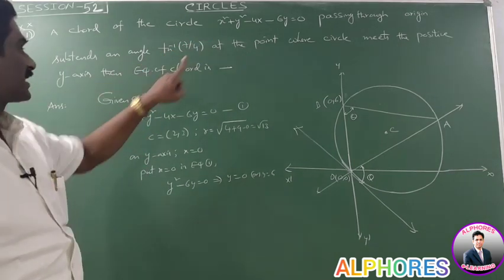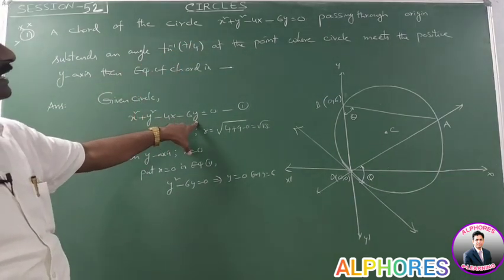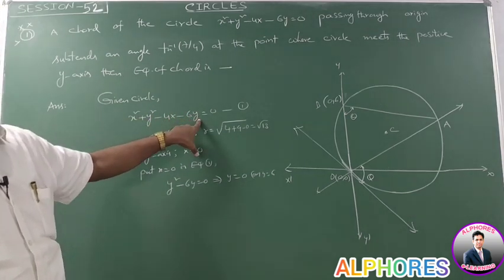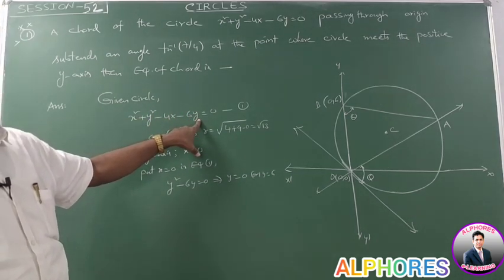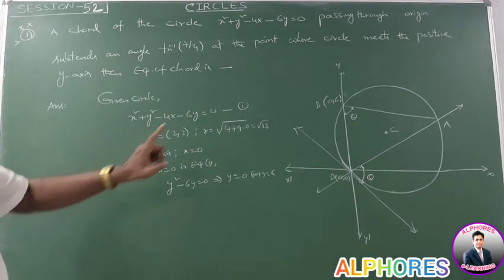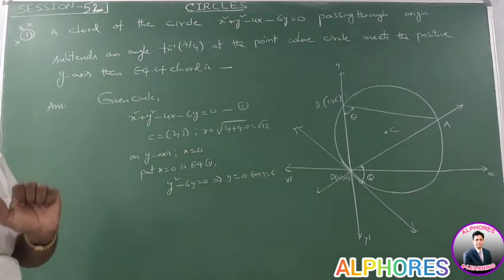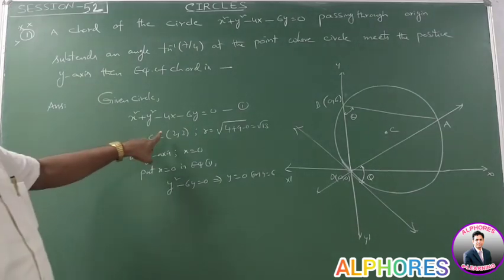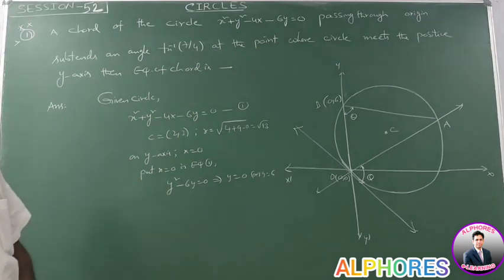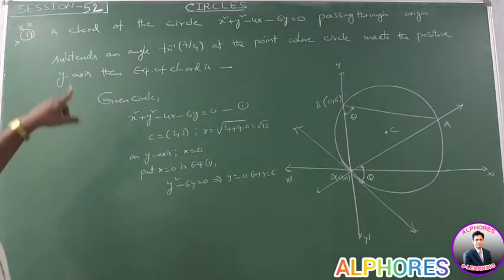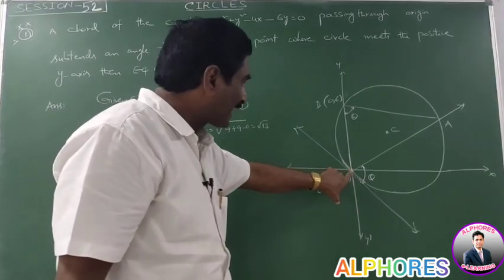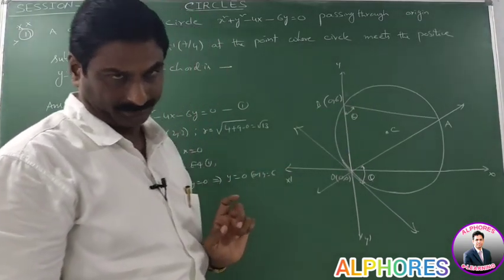Here the given circle equation is x² + y² - 4x - 6y = 0. In this circle, C = 0. That means this circle passes through the origin. C = 0 means that the circle passes through origin. Next, center of the circle is (2, 3), radius is equal to root over g² + f² - c, which is root 13. This circle passes through origin and it cuts the y-axis at a particular point.